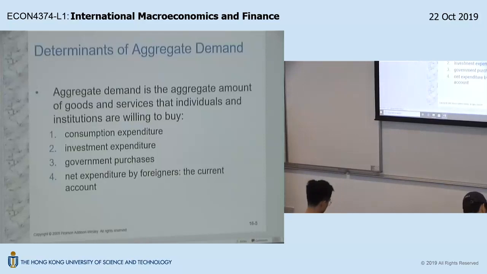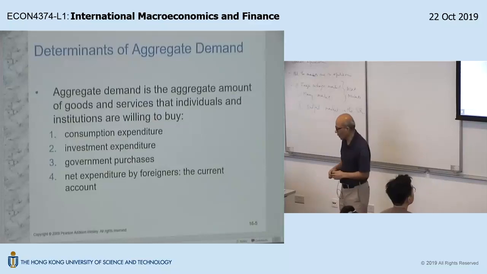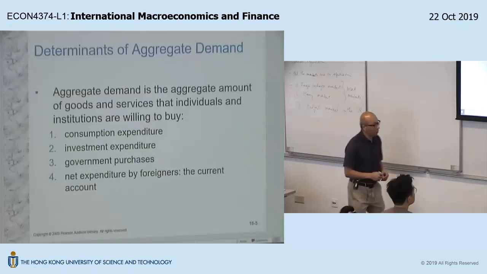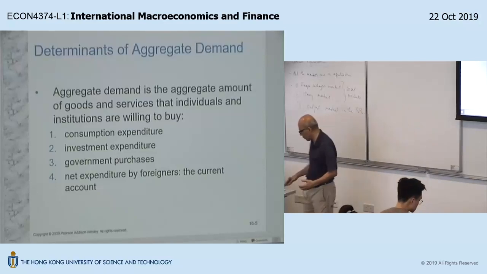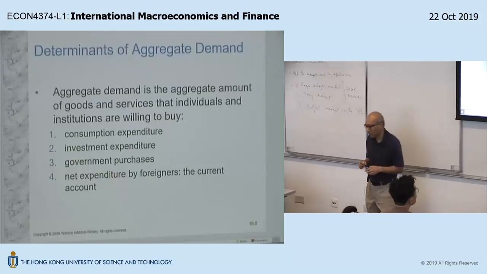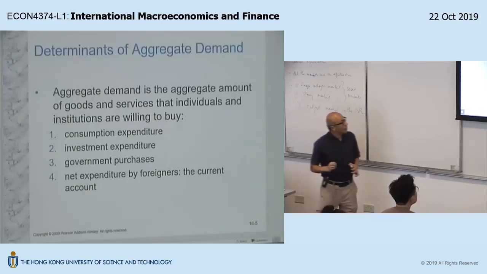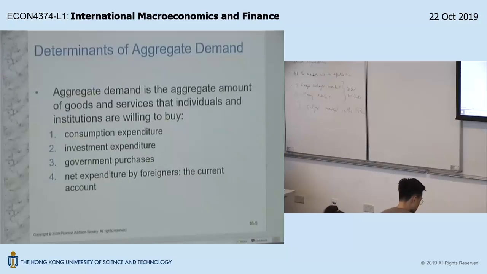When you add these demands together, that's called the aggregate demand. This aggregate demand interacts with the aggregate supply. Actually, the aggregate demand itself, almost by definition, determines the output of the economy. So we have to analyze each one of these.